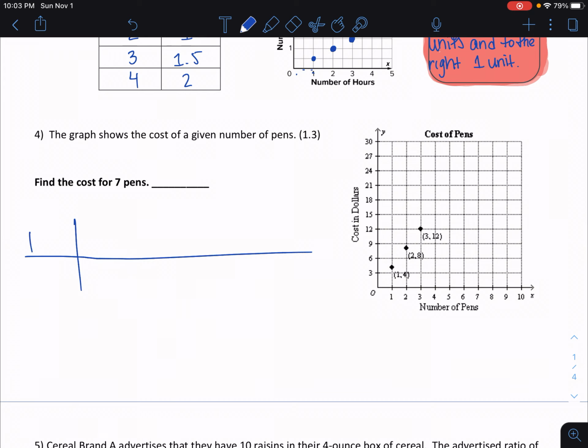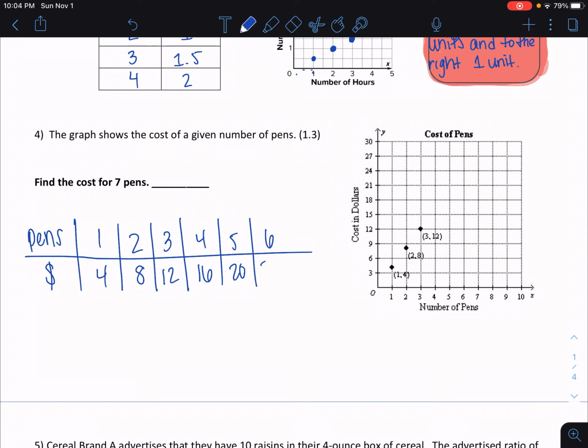So I've got pens and dollars. So 1 pen was $4, 2 was $8, 3 was $12. So 4 is going to be 16, 5 is 20, 6 is 24, and 7 is going to be 28. So the cost for 7 pens is going to be $28.